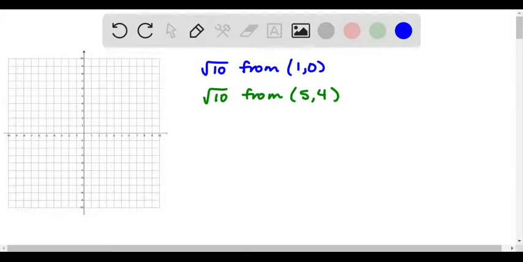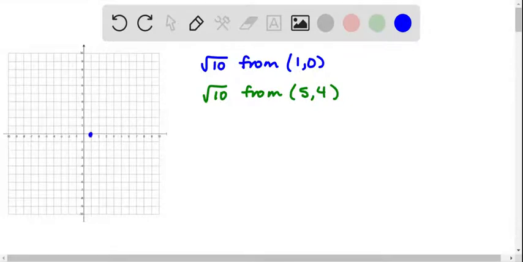Okay, let's start by sketching the circle that represents all of the points that are square root 10 units from the point (1, 0). So here's (1, 0), and square root 10 is a little bit more than 3, so we'll just go a little bit more than 3 units in each direction. So here we have a rough sketch of that circle.